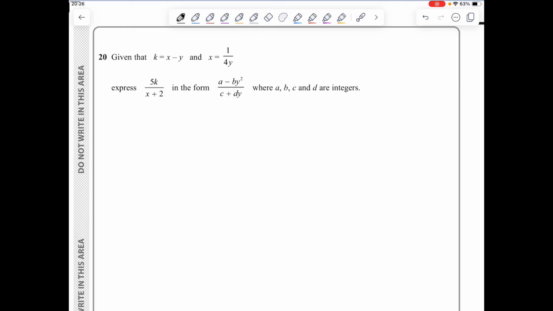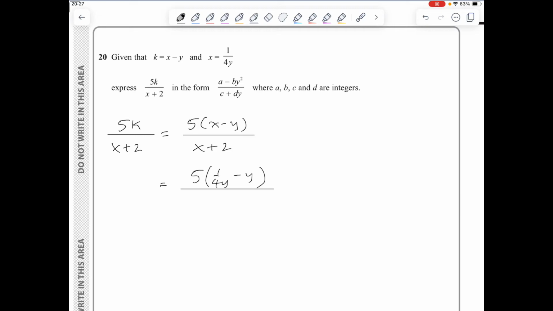For question 20, I'll start with 5k over x plus 2. Now we'll replace k with x minus y. So I get 5 times x minus y over x plus 2. Next step, I will replace the two x's with 1 over 4y. So I get 1 over 4y minus y over 1 over 4y plus 2.